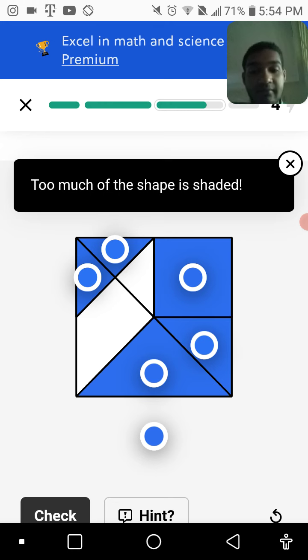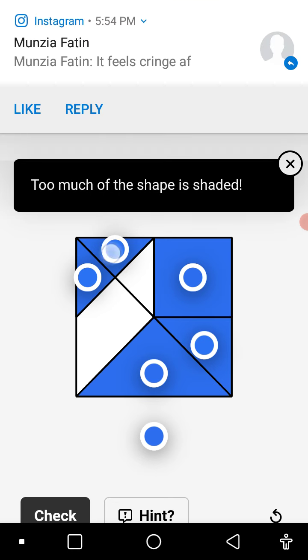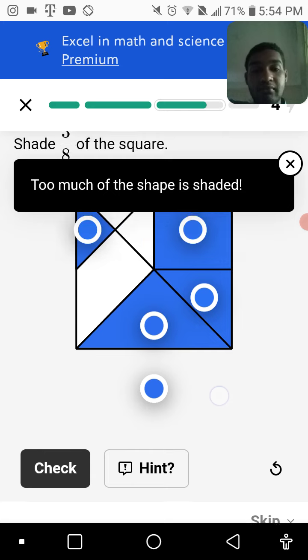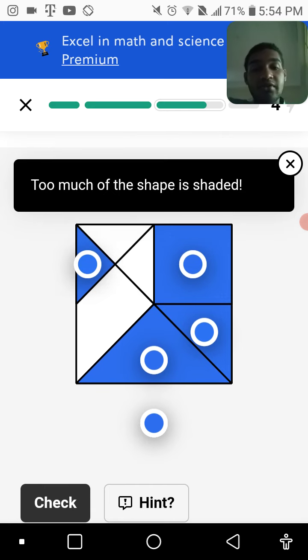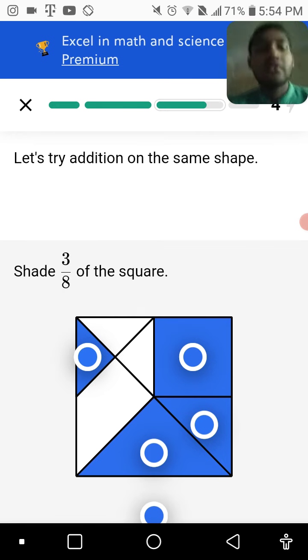Let's see. And it's not okay. Maybe 1 less would be the thing. Oh man, too much shade. Why? Shade 3 by 8 of the square.